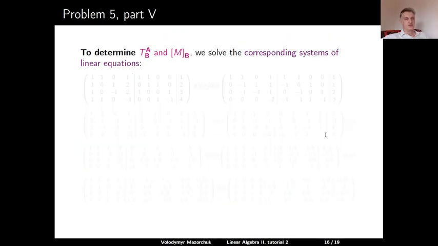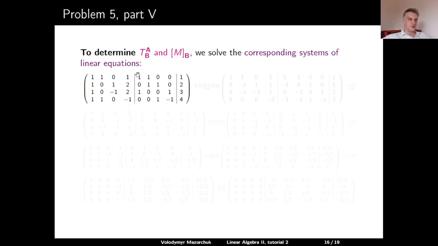So now we do the same thing to determine the transformation matrix from B to A and the coordinates of M in B. We write the vectors B1, B2, B3, and B4 as columns, then the vertical line, then the vectors A1, A2, A3, A4 as columns, the vertical line, and then the vector M. We have this big matrix, and we reduce this to a row echelon form using Gauss elimination.